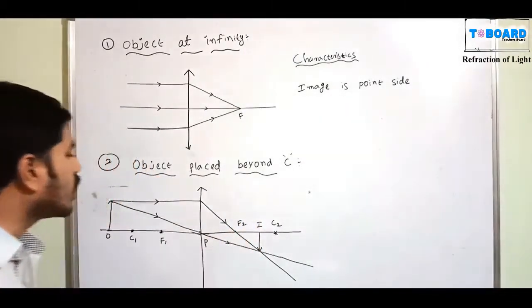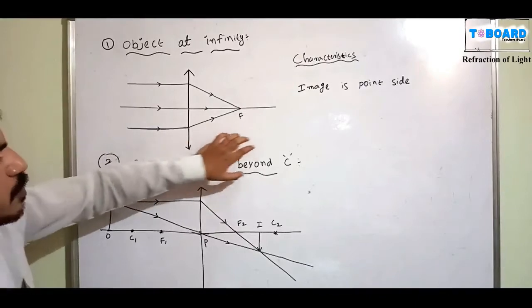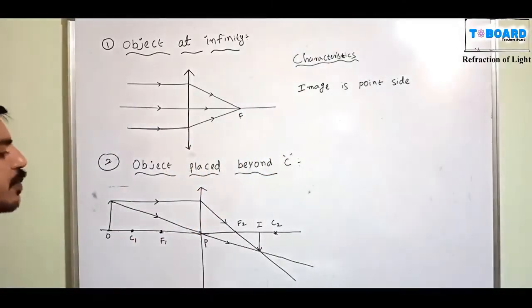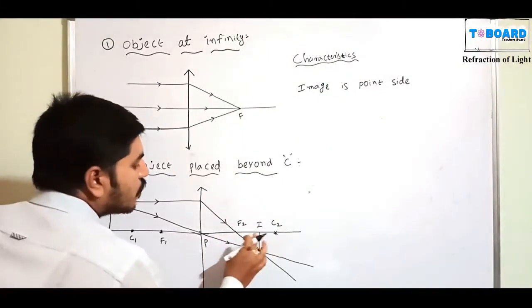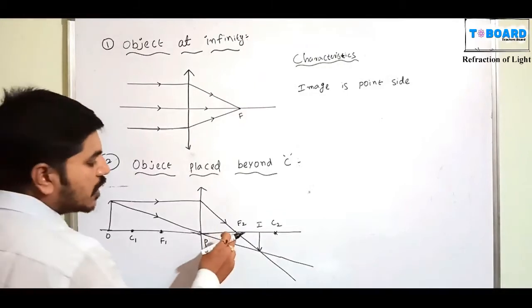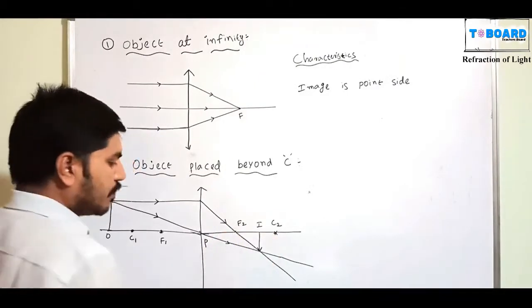Then what is the condition? Object placed beyond the center of curvature. So where is the image position? The image is between the focal point and the center of curvature. The image position is between F and C, right?